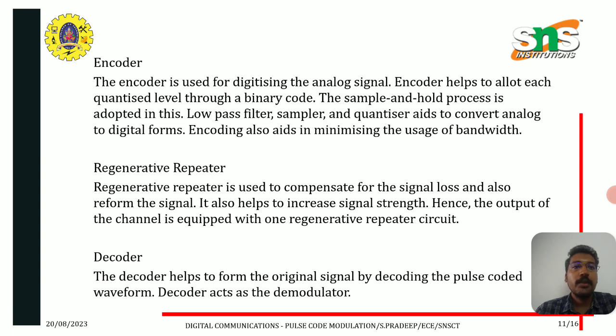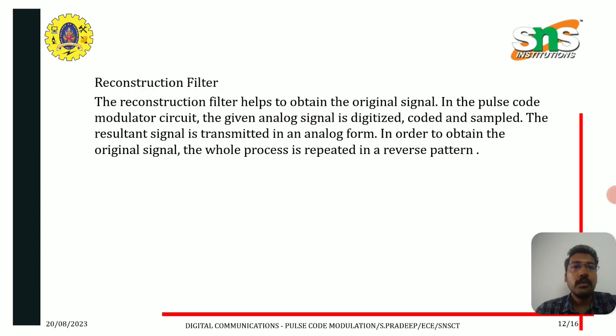Regenerative repeater is used to compensate for the signal loss and also reform the signal. It also helps to increase signal strength. Hence, the output of the channel is equipped with one regenerative repeater circuit. The decoder helps to form the original signal by decoding the pulse coded waveform. Decoder acts as the demodulator. The reconstruction filter helps to obtain the original signal.